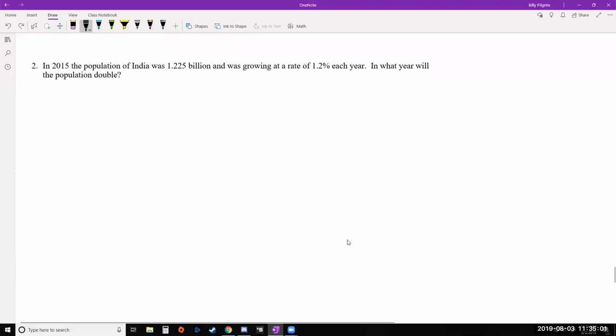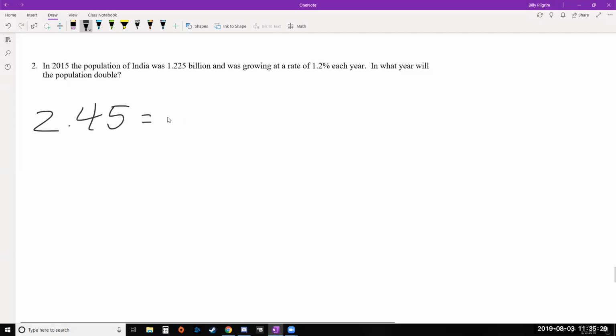We have our present value, our starting population, 1.225 billion. We have the growth rate. We don't have the future value, but we can figure it out, right? Because it says in what year will the population double? If we start at 1.225 and we want to double it, we'll just multiply that by 2. And if you multiply that by 2, you get 2.45. So we're looking for it to grow to our future value of 2.45. So that's our A value.